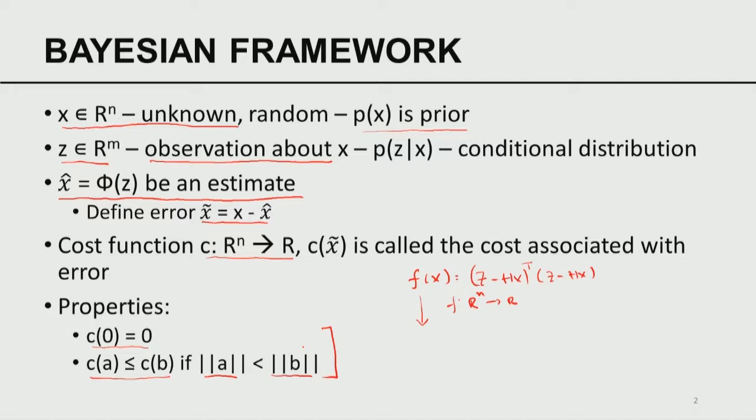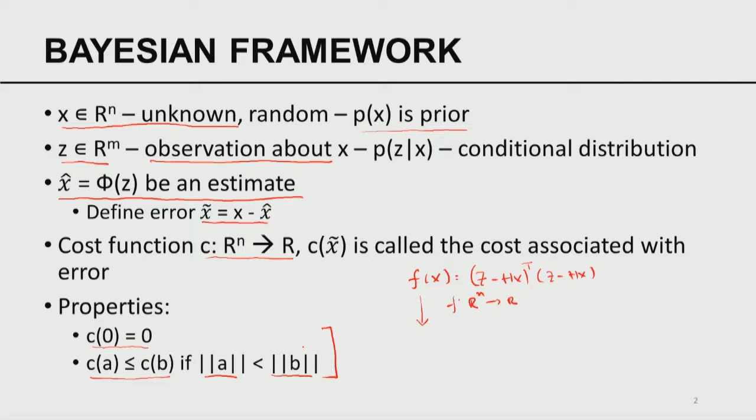What does it tell you? It tells you some kind of a monotonicity property. The cost function increases with the length of the error vector, which is also a very nice and desirable property. So you can see the cost function is such that it is 0 at the origin. When you go away from the origin in the space that represents the error, the length of the error increases. As the length of the error increases, the cost function does not decrease. It either increases or remains the same.